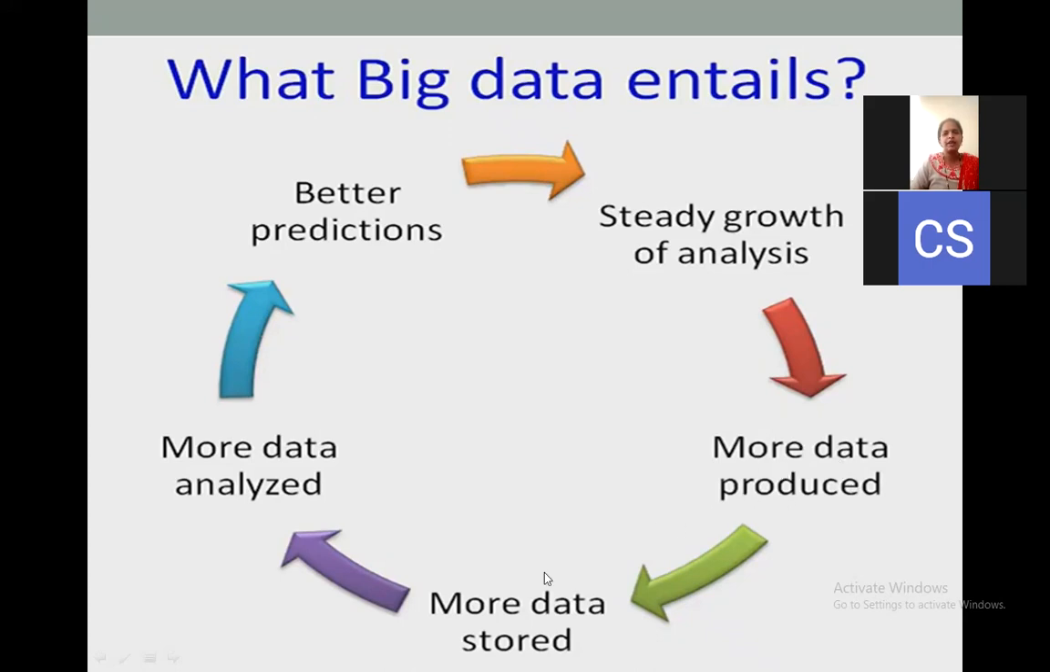After collecting, we need to store that data. After storing, the data scientist has to analyze that data. After analysis, whatever useful information is derived is used for better prediction: what will happen and what action should be taken in our organization. We retrieve those things using big data analytics. Basically, this is the life cycle of big data analysis.